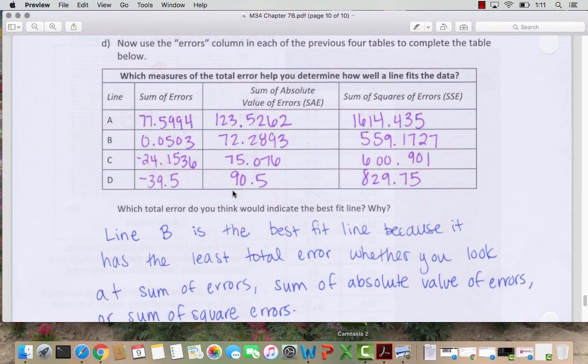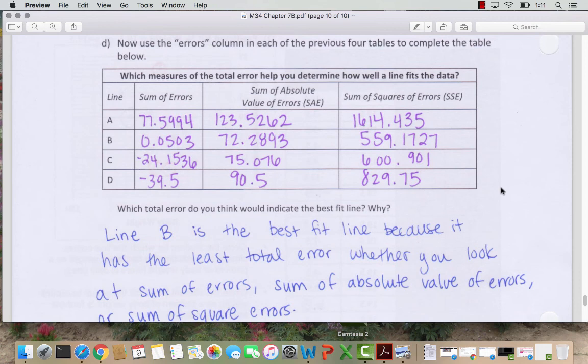Remember, in statistics, we have another way of converting from negatives to positives, and that's by squaring. So this last column is the sum of squares of errors. So we take each of the errors and square it, so that converts negative errors to positive, and positive errors stay positive, and then we sum it up.